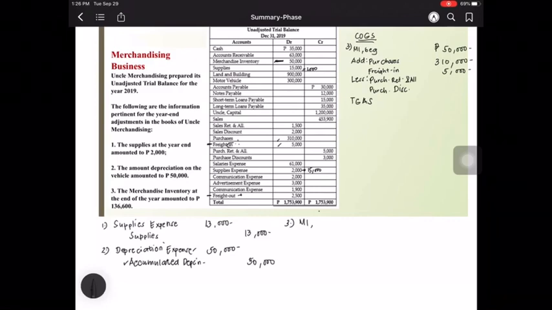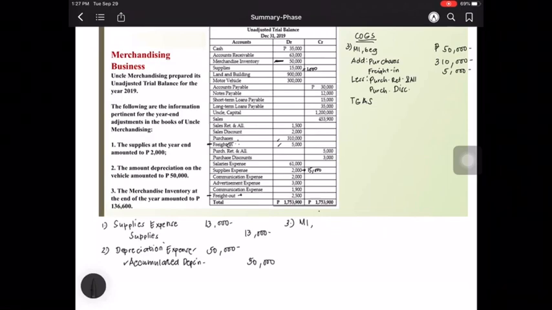Take note of the difference. Freight in is added as part of the value of the merchandise inventory, while freight out, being an expense, shall not be added to the amount of the merchandise inventory. Take note of that, okay?